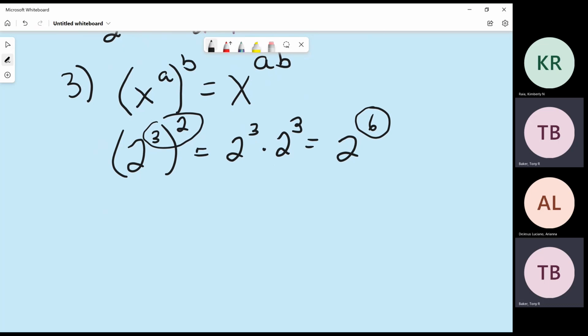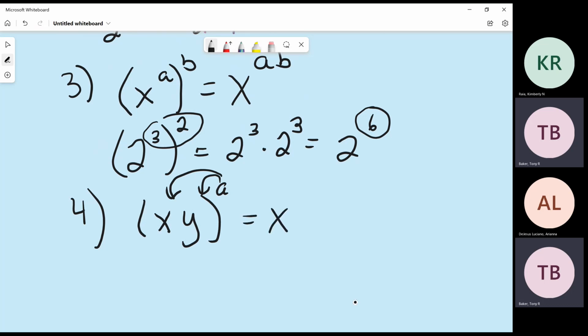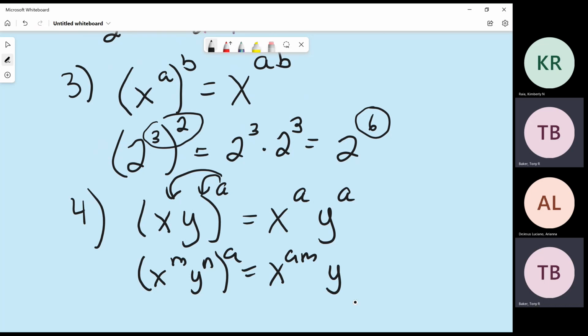The next one with parentheses is when we have multiple things inside the parentheses. Just like when you have something out in front of a parenthesis, if you have an exponent outside the parenthesis, you distribute it to everything on the inside. So this would be x to the a and y to the a. You can combine rule 4 and rule 3. So if I had x to the m and y to the n raised to the a power, it's going to be x to the am and y to the an. You're going to multiply those exponents.